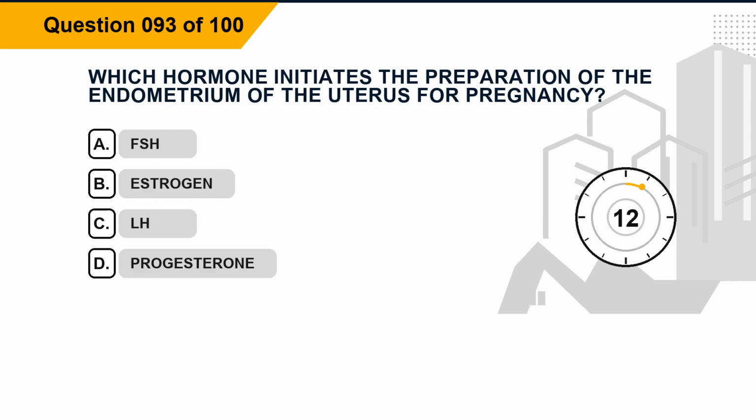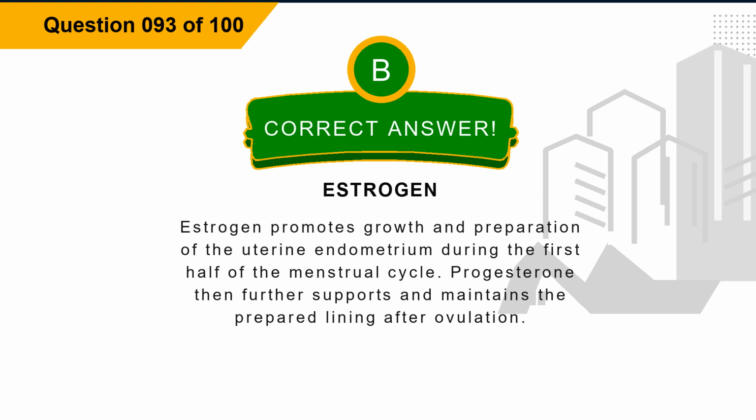Question 93. Which hormone initiates the preparation of the endometrium of the uterus for pregnancy? Option A, FSH. Option B, estrogen. Option C, LH. Option D, progesterone. The correct answer is option B, estrogen.